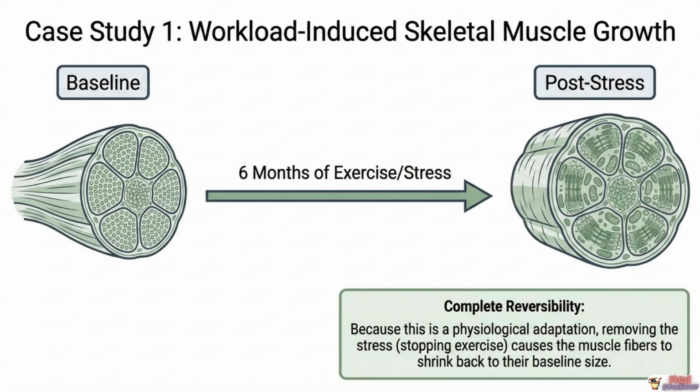It is completely reversible. When the mechanical stimulus is removed, when the person stops exercising, the cells no longer receive the signal to maintain their enlarged state. Protein degradation begins to outpace protein synthesis, and the muscle fibers gradually shrink back towards their original baseline size. This reversibility is the hallmark of physiological adaptation. Remove the stress, and the cell returns to normal. This is the fundamental principle that separates adaptation from permanent pathological change.